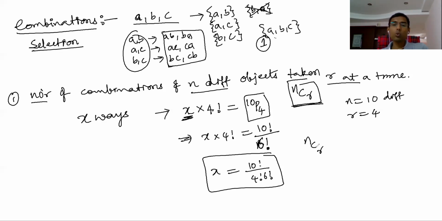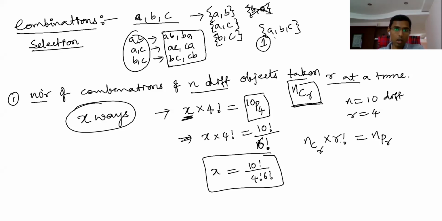Let us take NCR as x. So r objects I selected, then if I arrange the r objects I selected, after selecting r objects I arrange, then what I get is NPR, the number of permutations.